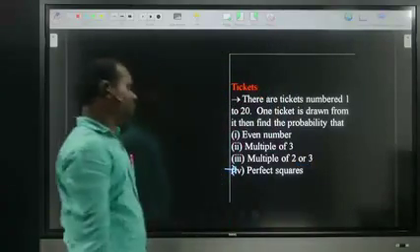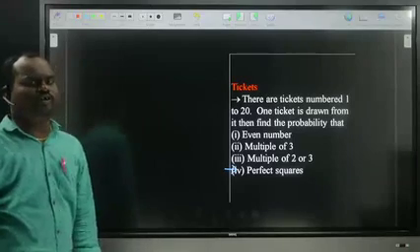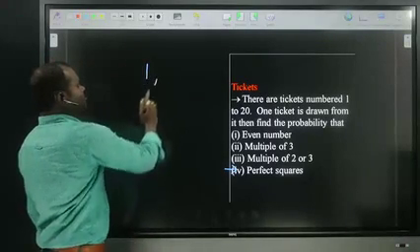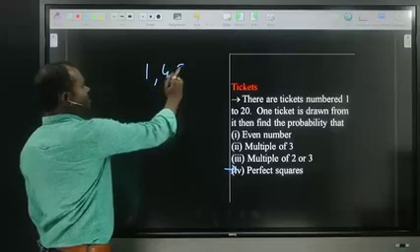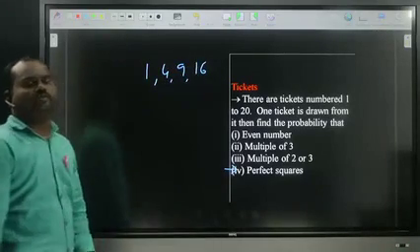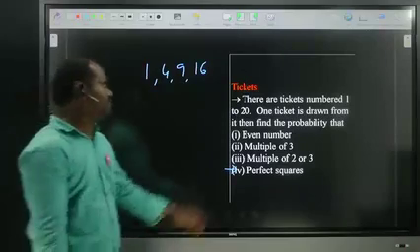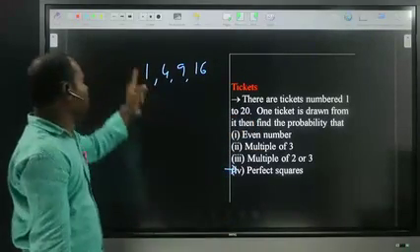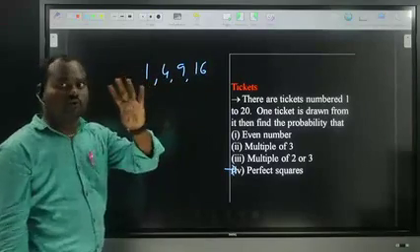Perfect squares from 1 to 20. What are the perfect squares? 1 squared is 1, 2 squared is 4, 3 squared is 9, 4 squared is 16, 5 squared how much? 25. 25 crosses 20, so we should not consider it. How many are there? Only 4: 1, 2, 3, 4.